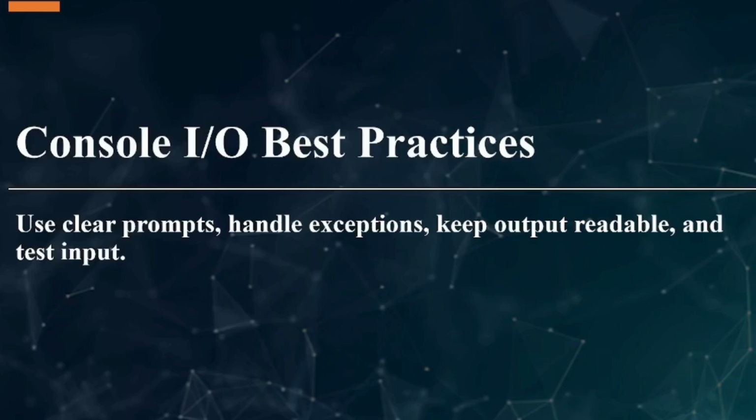Before we wrap up, here are some best practices for console IO. First, always use clear prompts. Make sure users know exactly what to enter. Next, handle any errors gracefully. TryParse is a great tool for this. And keep your output clean and readable. Finally, test your input thoroughly to make sure your program handles all kinds of input correctly.